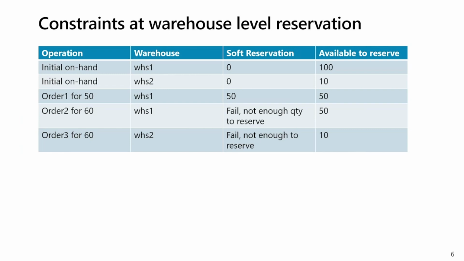Similarly, let's say a third order is received for 60 pieces. Checking on hand for 60 pieces in warehouse 2. However, only 10 pieces are available for reservation in warehouse 2. Since there is not enough quantity available for reservation, the request should fail again. However, if you combine available for reservation across warehouses, then the order quantity can be fulfilled.